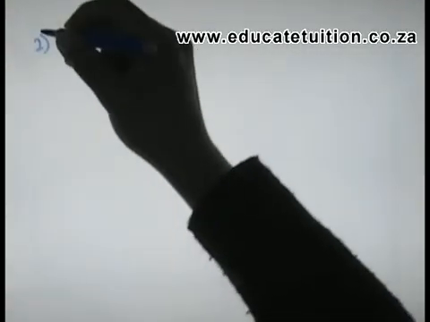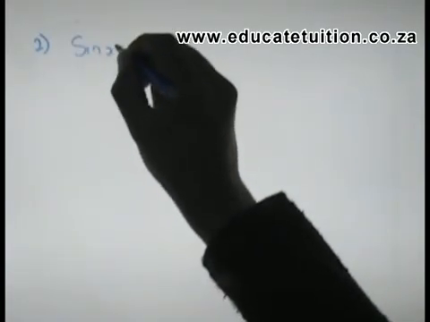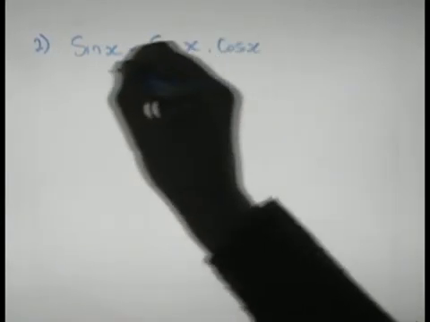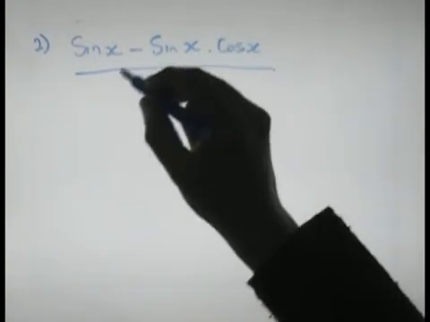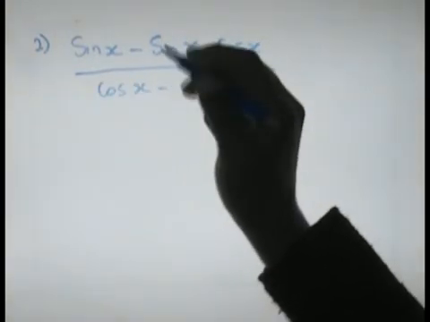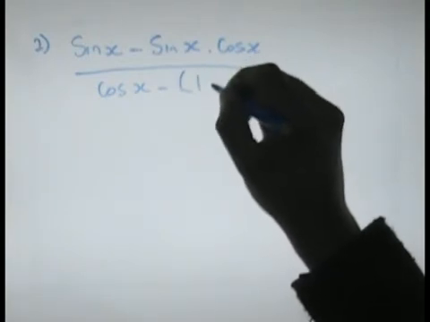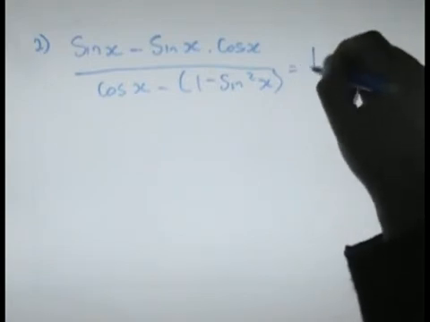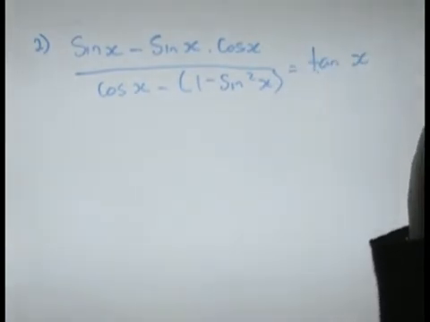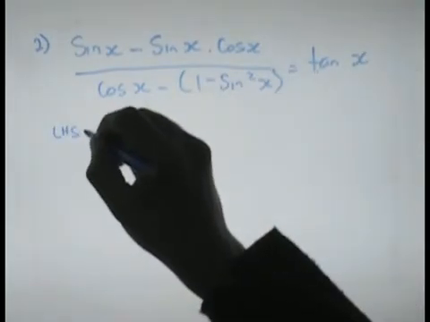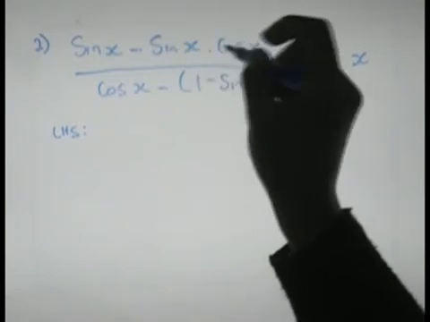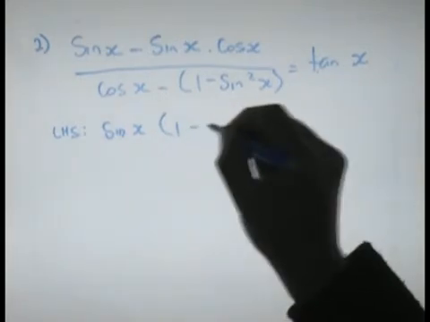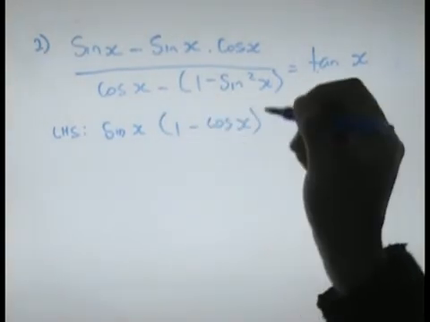The next one we're going to be looking at is sine x minus sine x times cos x, divided by cos x minus, open bracket, 1 minus sine squared x, is equal to tan of x. Again, we're going to start off left hand side. Sine x minus sine x times cos x, I'm going to take out a common factor of sine x. That will give me 1 minus cos x.